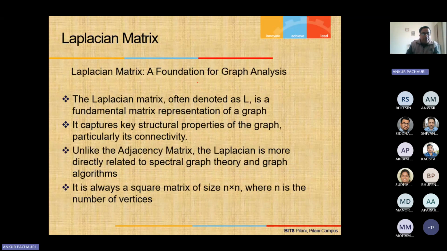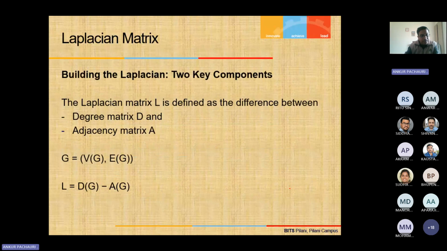So the Laplace matrix, that is a foundation. The Laplace matrix is often denoted by L, capital L. It captures the structural properties of a graph, particularly how the nodes are connected to each other. So that means it is somewhere an advanced version of the adjacency matrix. Unlike the adjacency matrix, the Laplacian is more directly related to spectral graph theory and spectral algorithms. It will be a square matrix of order n cross n, similar to the adjacency matrix.